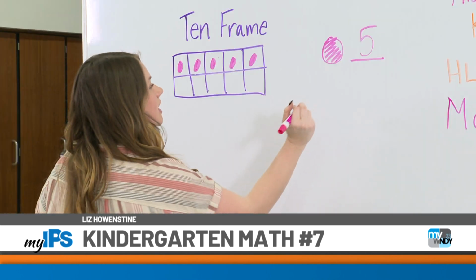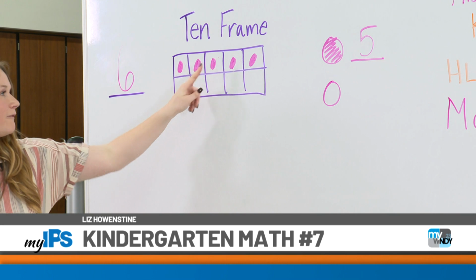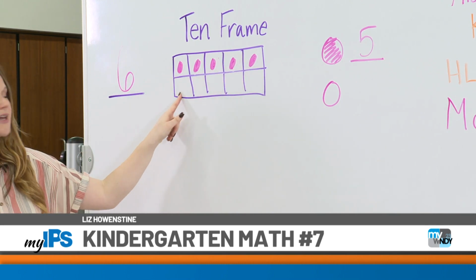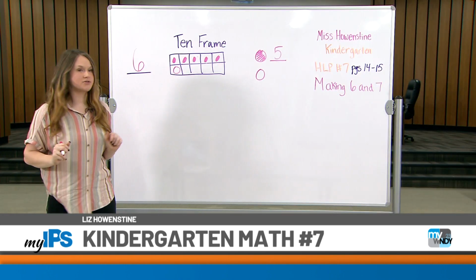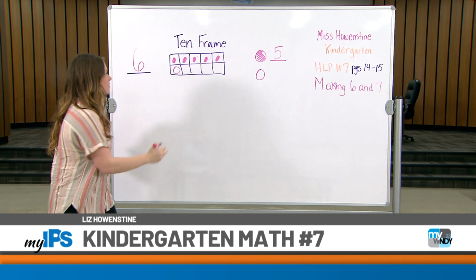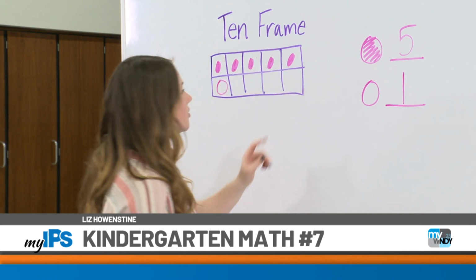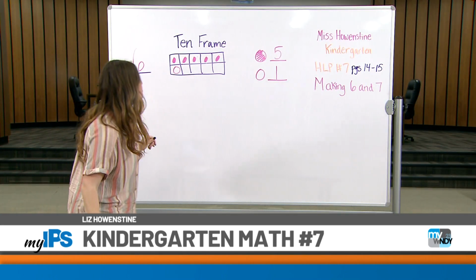So let's see. If we're going to draw open circles now. So we have 5, 1, 2, 3, 4, 5, 6. Okay, we have 6, so let's see. How many open circles did we draw? We only drew 1 open circle. So that is how many we needed to make 6. So 5 and 1 makes 6. All right, that's on page 14.